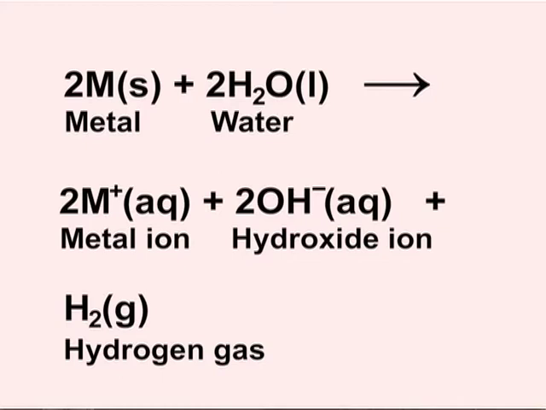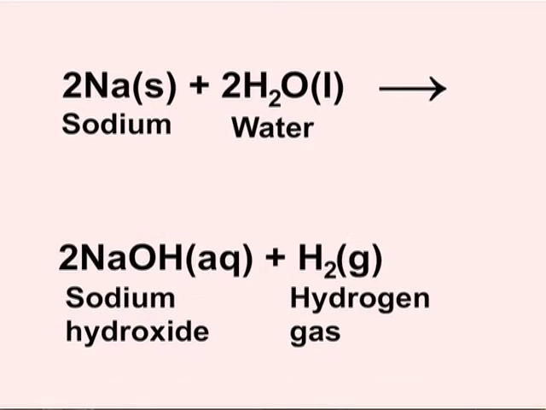They react with water to produce alkali hydroxides and hydrogen. Let us now have a look at the equations on the screen. Sodium metal reacts with water to form sodium hydroxide and hydrogen gas. This reactivity increases as we move down the group.